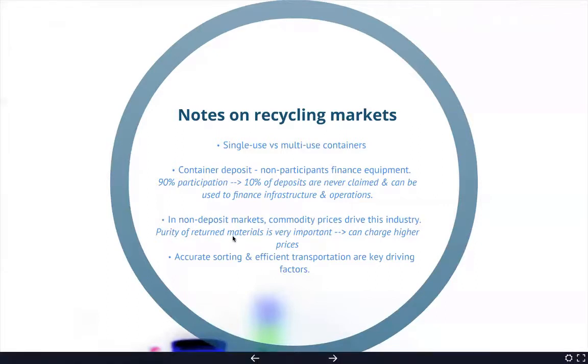Of course, in this case, the purity of the return materials is probably the most important factor, where you can charge higher prices. So this will drive the optics design. It's a good example of how you think about the profit margin and how that affects the technology. We'll come to this when we talk about the actual optical system design. The two other things to keep in mind are, of course, accurate sorting, which is related to the purity of the return materials, and efficient transportation, because you have to move these things and fuel costs can be high. So these are important driving factors as well.